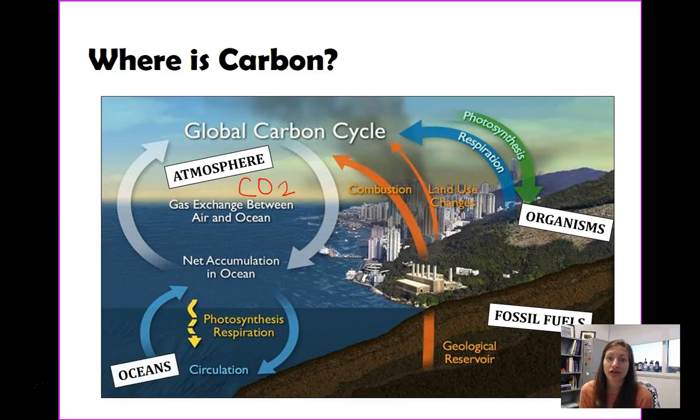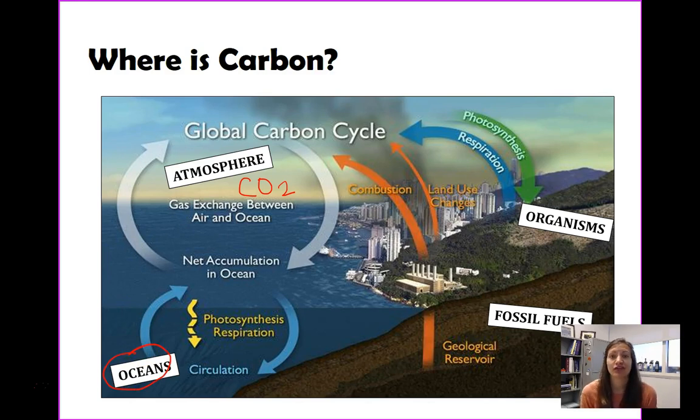Our oceans are a huge source of carbon. The oceans are actually the place where most of the carbon in the world is found, which is really, really great for us because it acts kind of as a carbon store. We might add carbon to the atmosphere, but a lot of it gets stored in the oceans. So you should make a note of that, that oceans have the most.